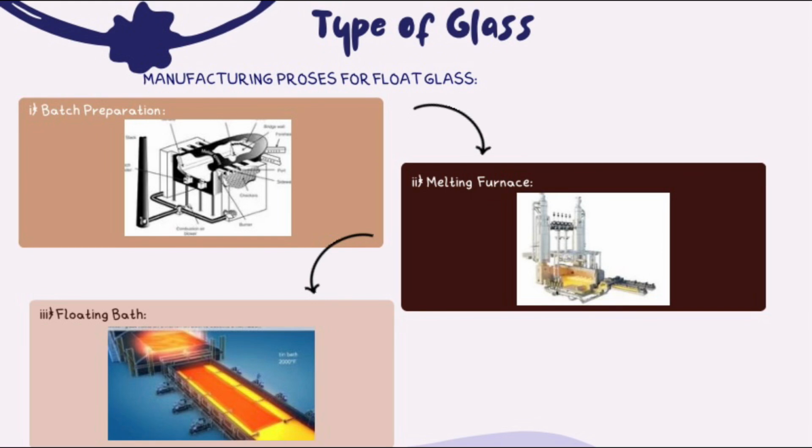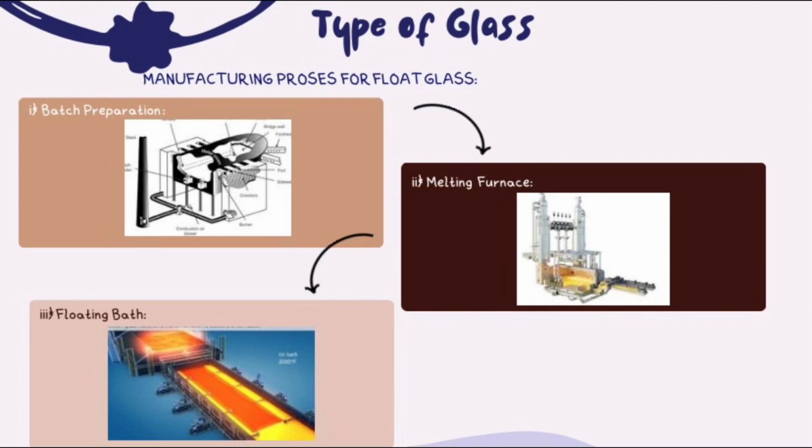Raw material preparation. The main material used are silica sand, soda ash, limestone, and dolomite. These materials are mixed together in the correct proportion. Second, melting. The mixture is heated in a furnace at about 1500 degrees Celsius until it becomes molten glass.